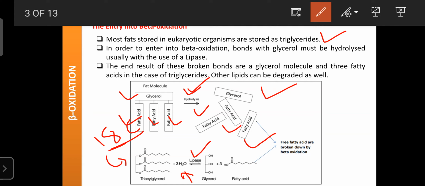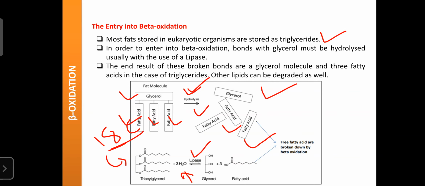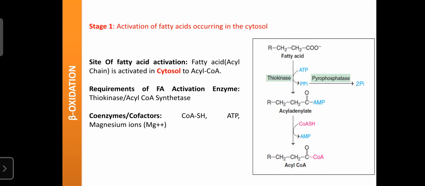Then the free fatty acids are activated, and then they enter the beta oxidation process. So this is the entry or starting of the beta oxidation process. That is done with the help of the lipase enzyme, which causes the hydrolysis of the triglycerol, separating the glycerol and the fatty acids. Then the fatty acids enter beta oxidation.